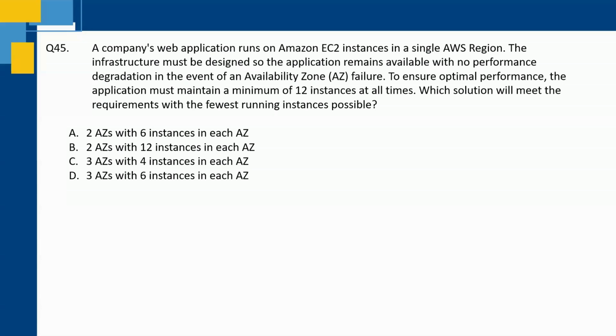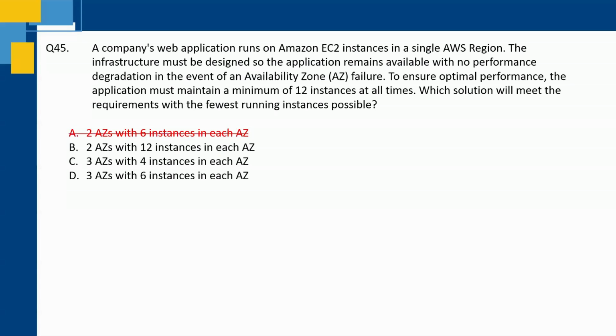Now option A involves 2 AZs with 6 instances each. After losing one AZ, we are left with 6 instances, which is less than the requirement of 12 instances, so an incorrect choice. Now option B has 12 instances in each AZ, so we are left with the exact required number of instances, that is 12, after losing an availability zone, but we have a total of 24 instances. So let's see if there is another option which satisfies the requirement with fewer instances overall.